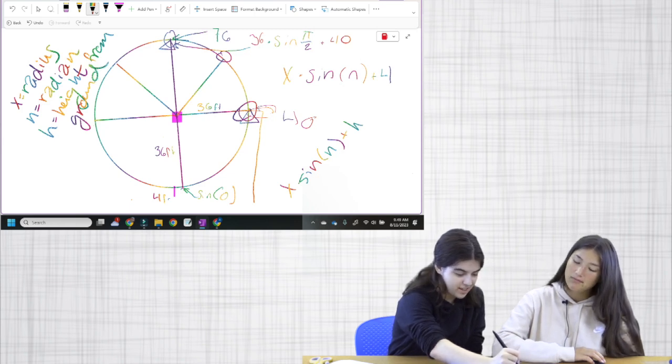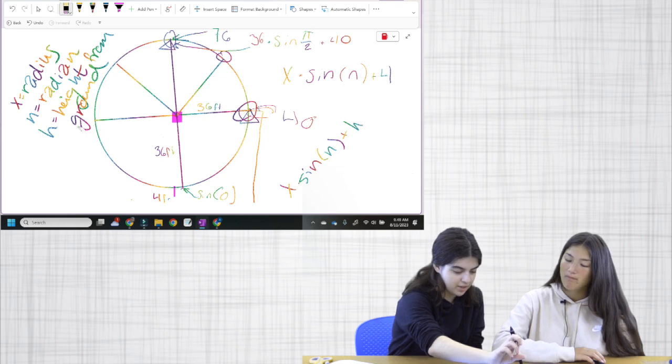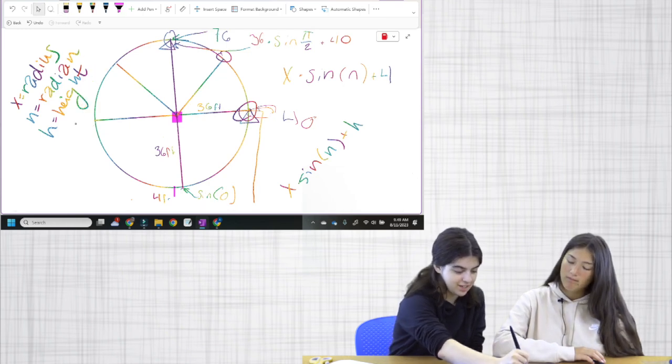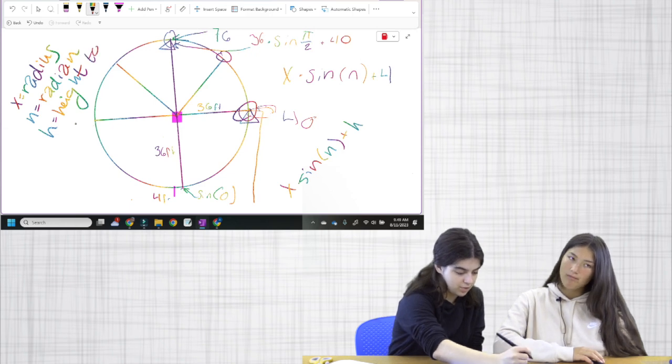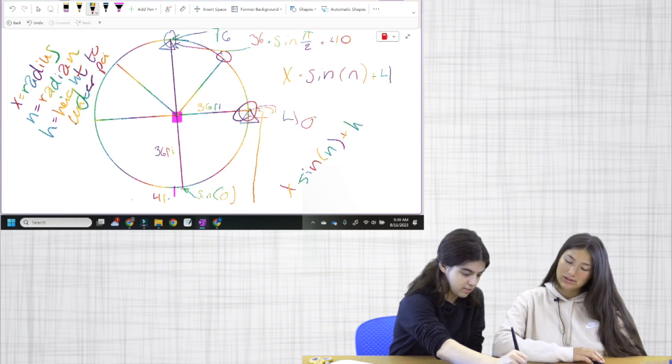I'm just going to rewrite that height to center point. Okay.